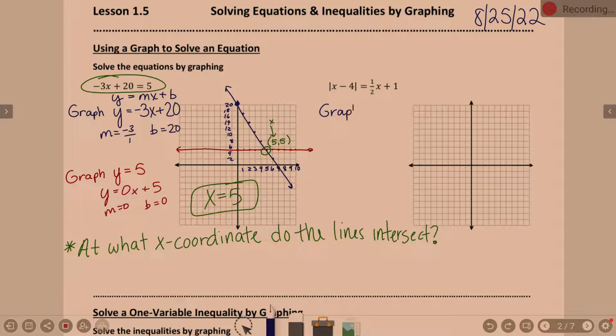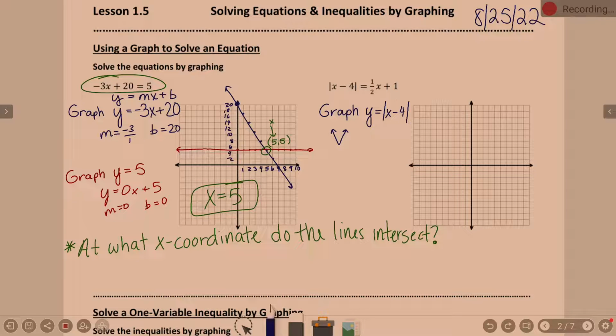And one of my equations is going to be what? Y equals absolute value of x minus 4. Okay, we've done a little bit with this. What shape is this graph? What shape is it, Aaron? There's no line. It's a V. It's a V. Remember, it's absolute value V.